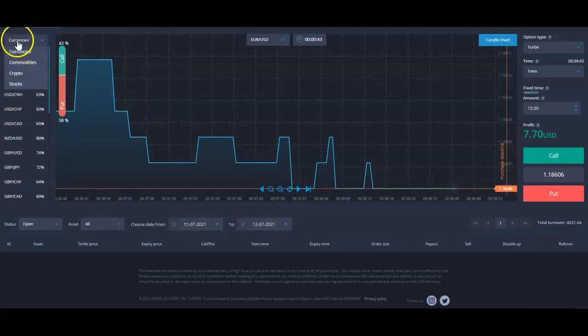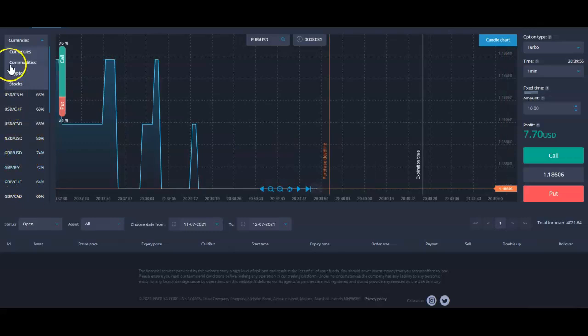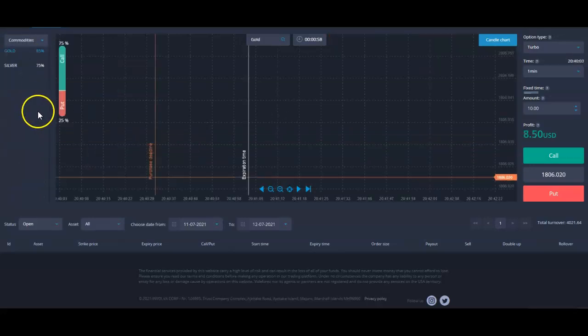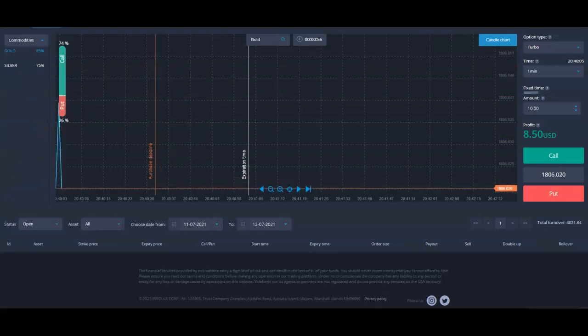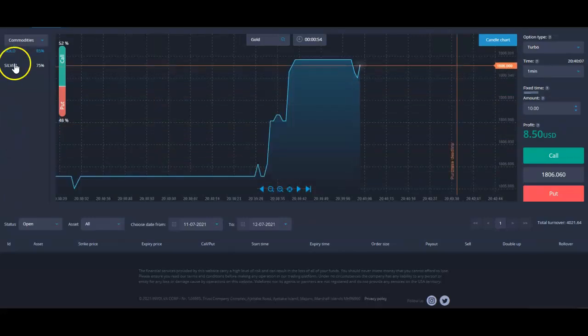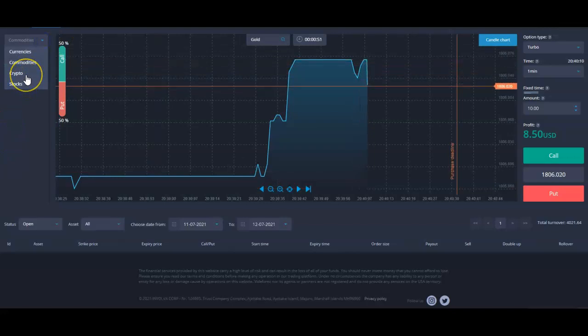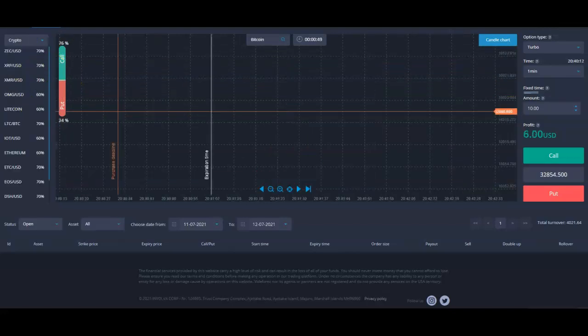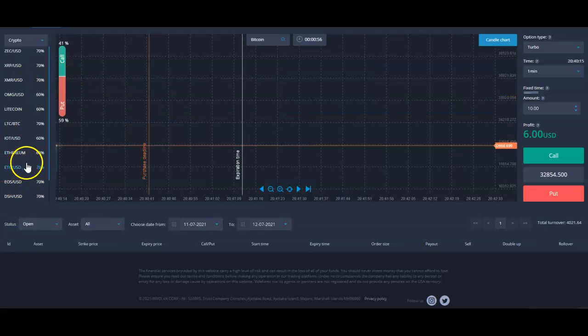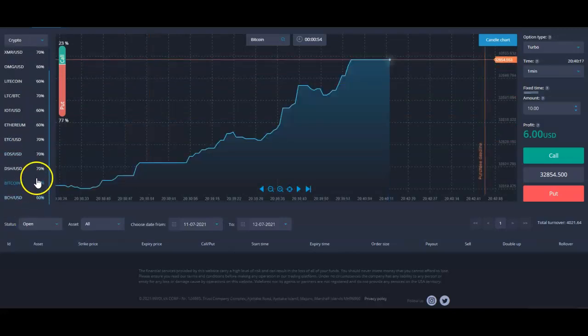Remember up here, this blue arrow, we have currencies, which are going to be all your currency pairs like NZD USD, USD CAD, GBP CHF, GBP CAD, Euro GBP, all the currency pairs. Then underneath currencies, you can see commodities. Now, commodities are going to be gold and silver. I personally haven't traded gold or silver on binary, but you could if you chose to. And then again, down here is crypto. I personally don't trade crypto on binary, but again, if you chose to and you wanted to, you can.